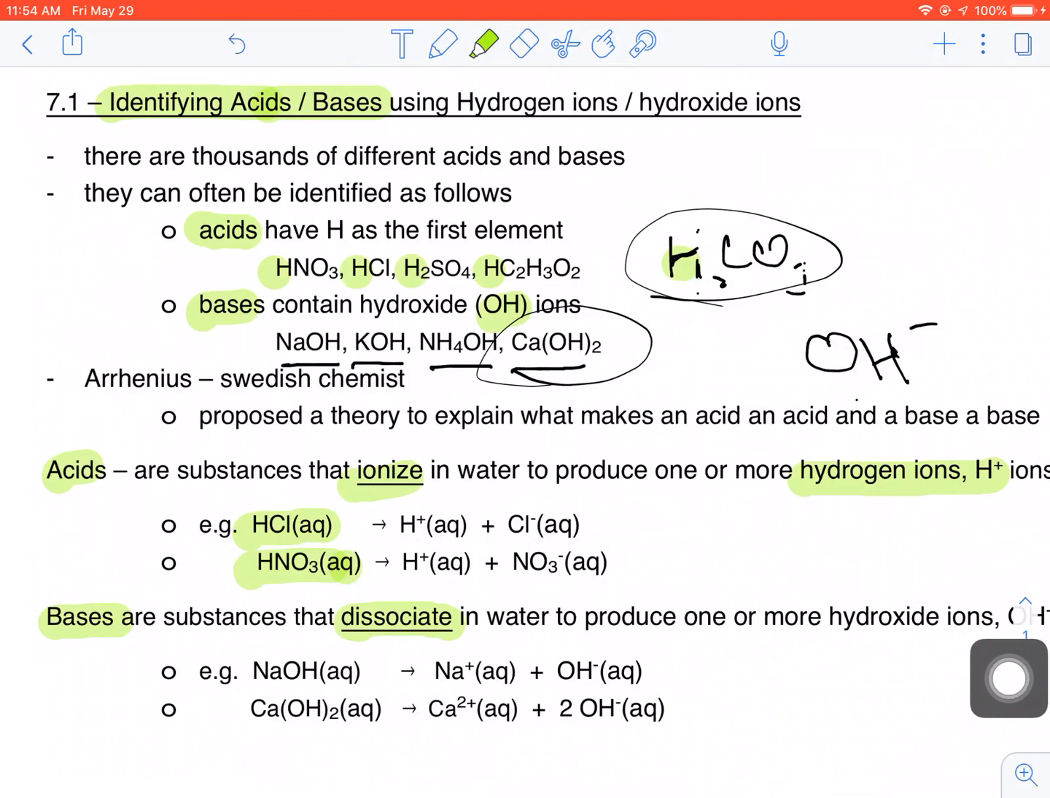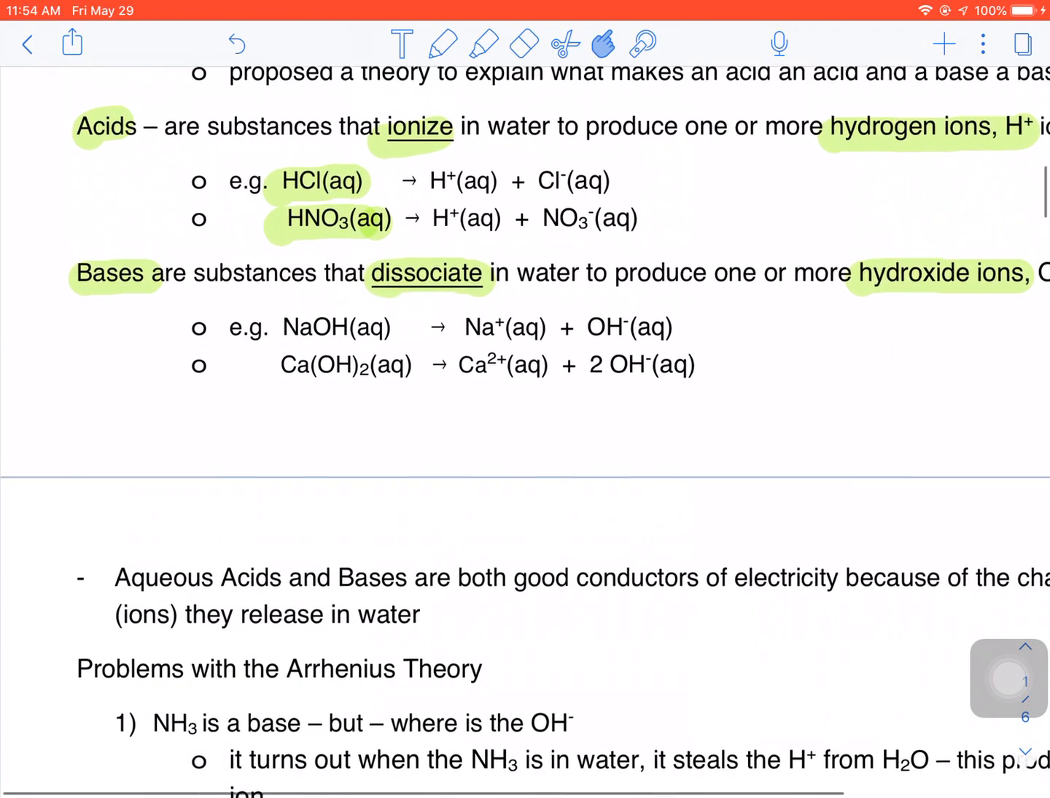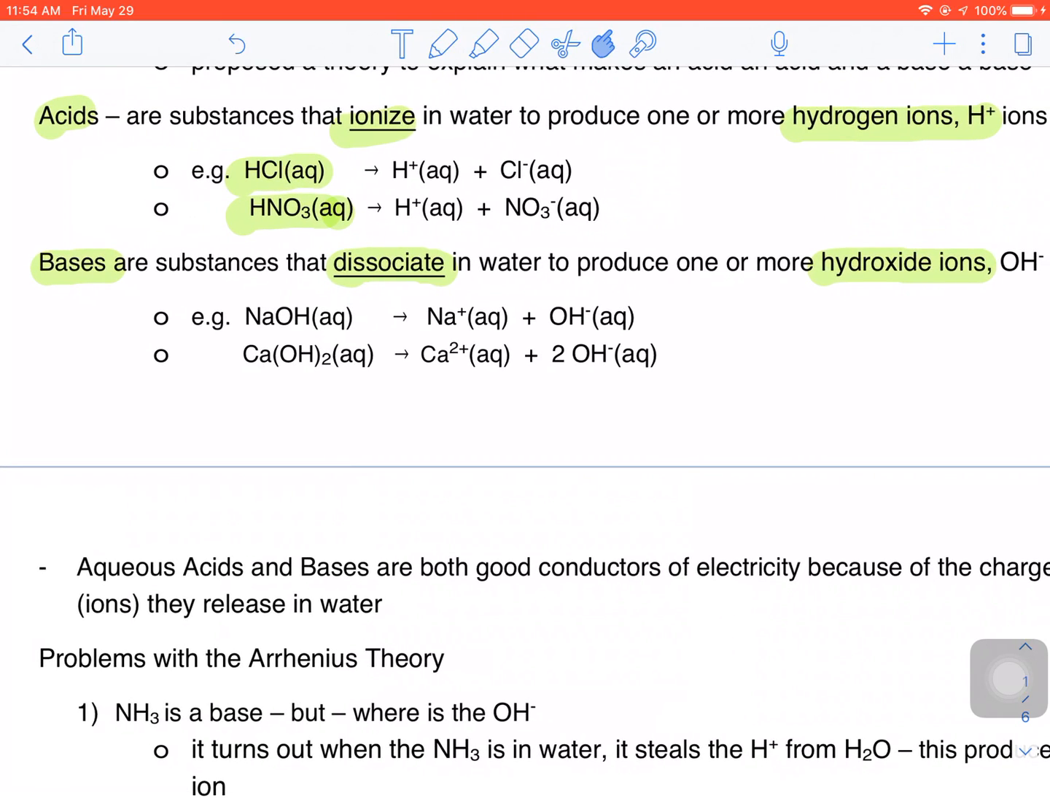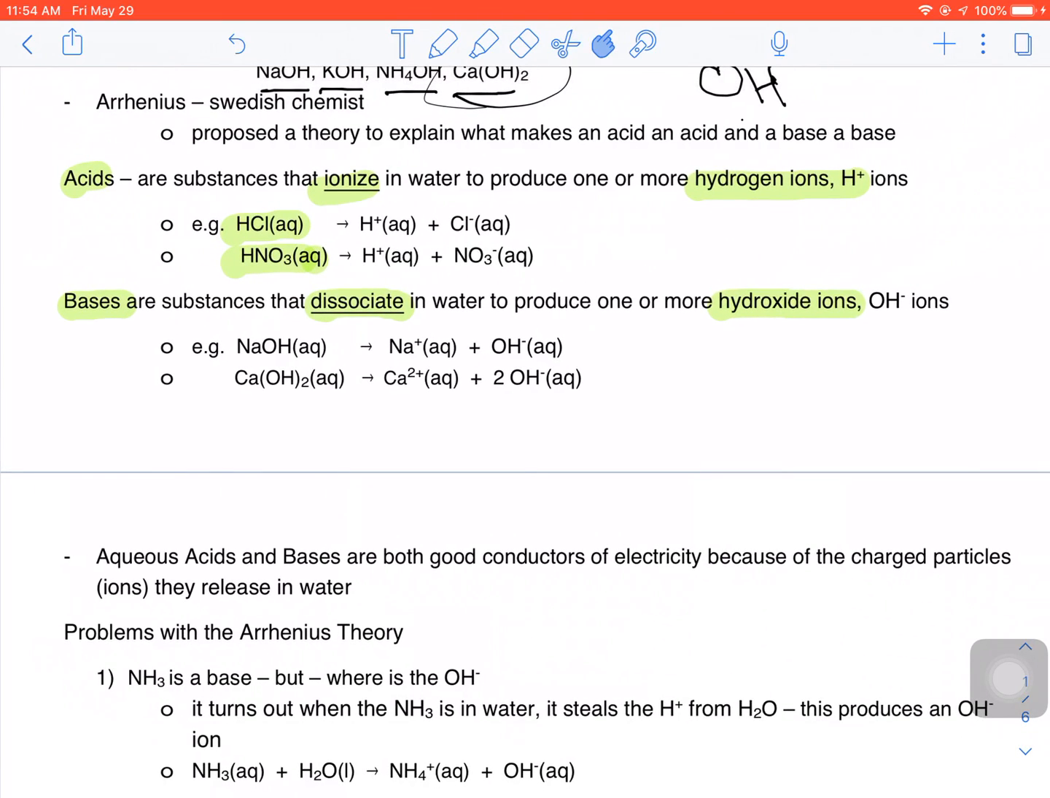So whenever I put a base and dissolve it into water, it dissociates the ions. It separates the ions into hydroxide ions plus whatever the metal was that was associated with that ion. Okay, so there was Arrhenius's model for acids and bases, and part of this kind of aligns with what we talked about in that big chart up there.